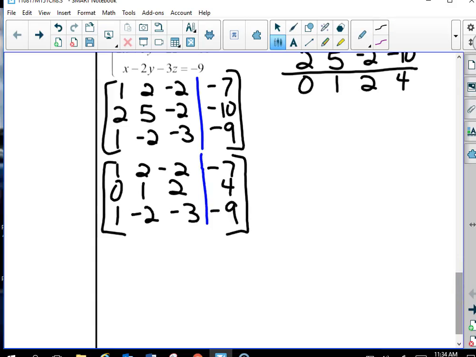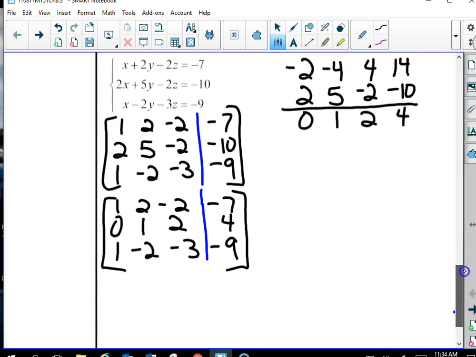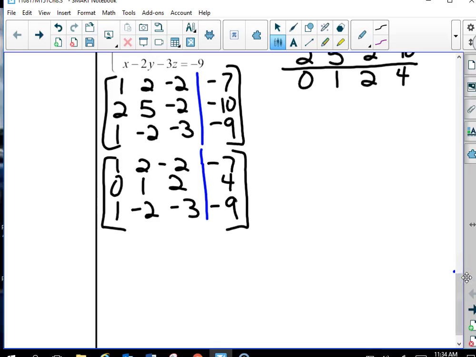Okay, this looks good. I've got 1 in the first row, first column. I have a 0 in the first column, second row and a 1 in the second column, second row. So I'm going to use the first row in its original form. I'm going to take the first row and multiply it by a -1 so I can zero out the 1 in the third row.